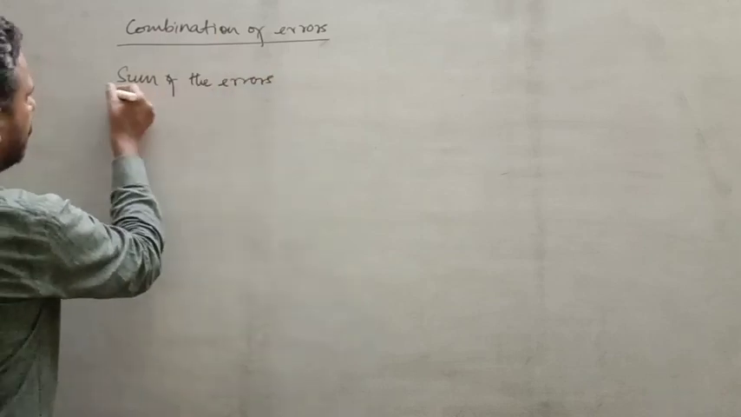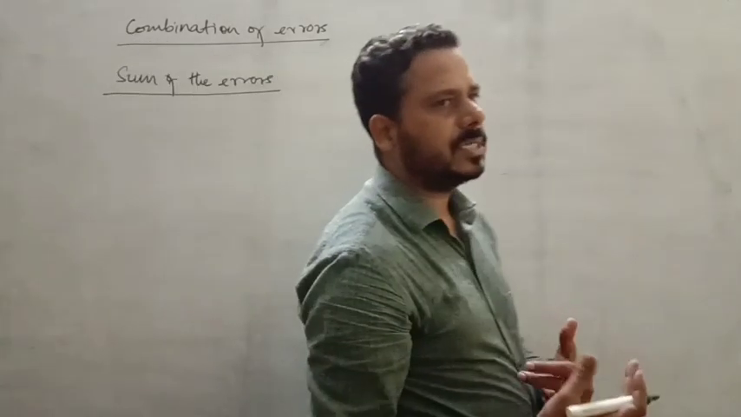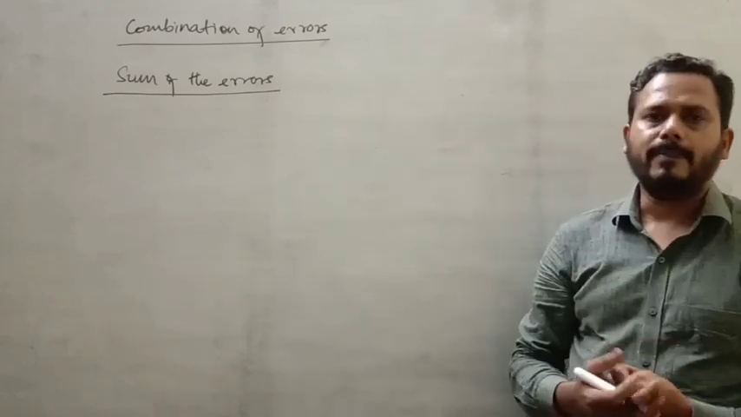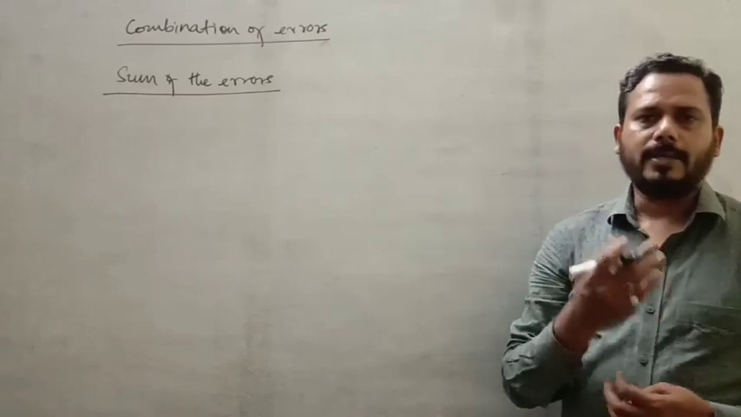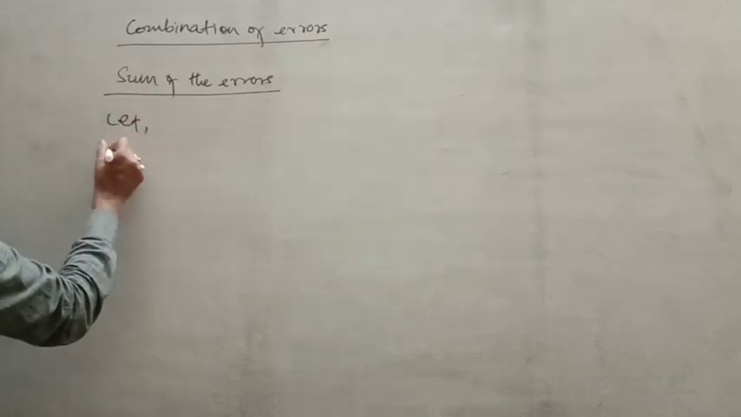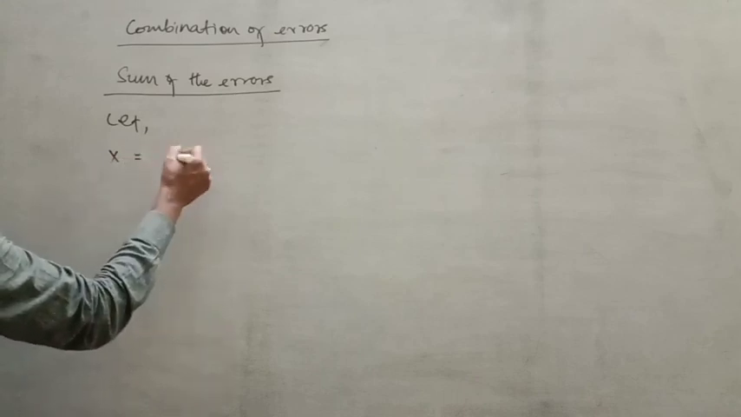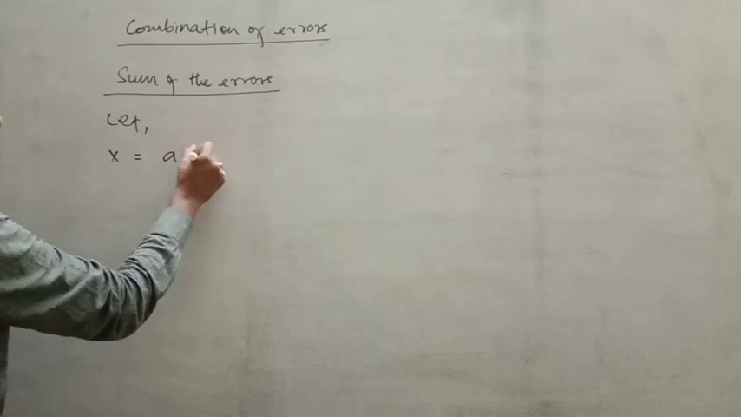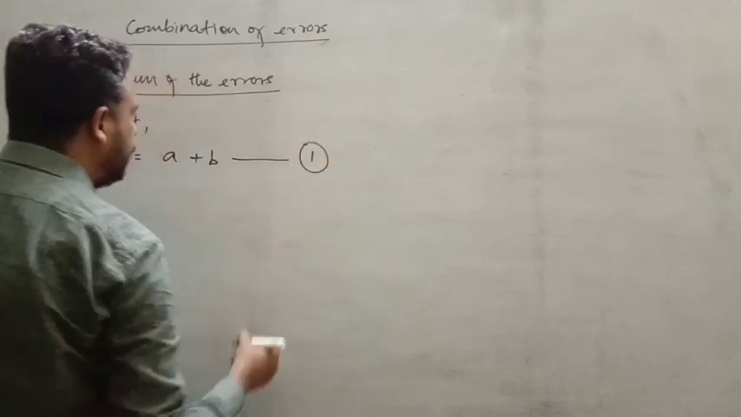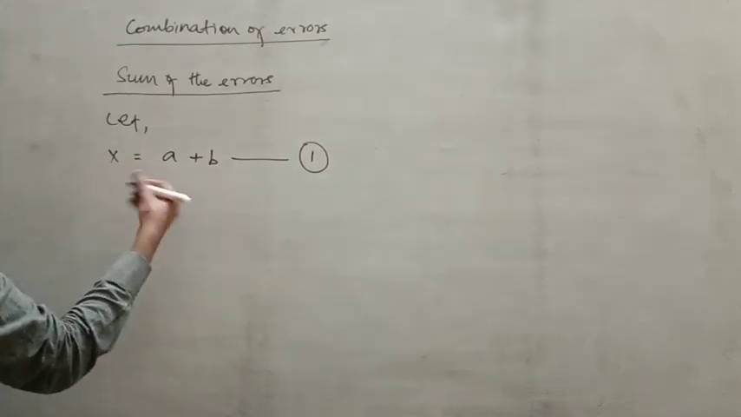Alright, so in sum of the errors, you have to just suppose that you have a physical quantity of its measurement that you have to take its sum. So let the sum of the errors be x. Okay, so you just consider that let x be the sum of the errors and your physical measurement be just like A, and another one is B. Alright, so here this one is your equation 1.